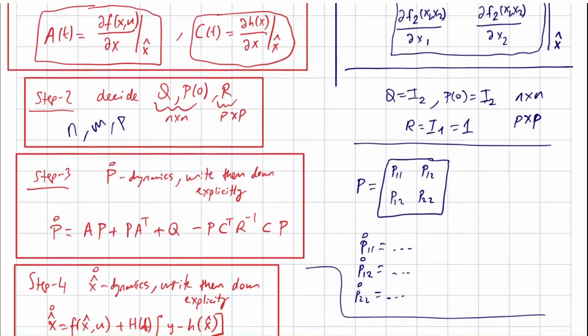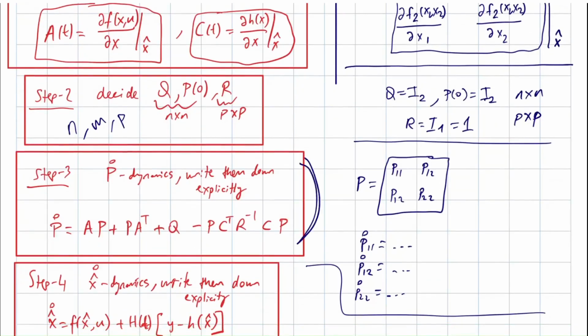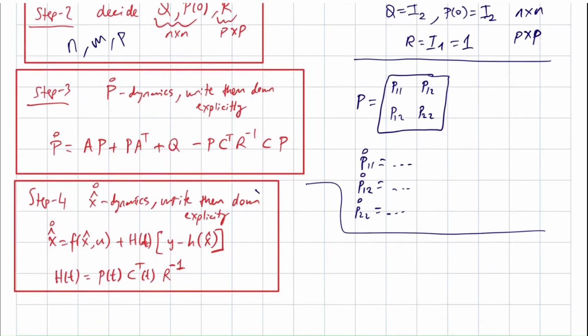This is something that we just talked about by using the symbolic toolbox of MATLAB, and we needed to construct those three dynamical expressions. And finally we have step 4, what I call step 4, where we need to construct the x hat dynamics by using this expression. For this, the only thing that we don't know at this point is H of t, and for this we need to use that equation. H of t is this.